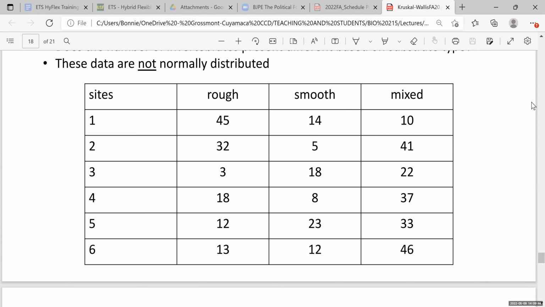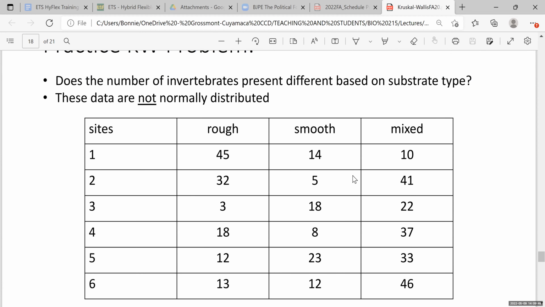All right, so we've got one more practice problem for you to try. It's a similar question. We've got 6 different field sites. They had different types of substrate. All right, so substrate is what the organisms are sitting on, and it's either rough, smooth, or mixed. Right, so we might have uneven surfaces, smooth surfaces, and then a patchy distribution of each. So we've counted up invertebrates on these different substrate types, and you have the counts here. These are appropriate data for a Kruskal Wallis test. They're not normally distributed.